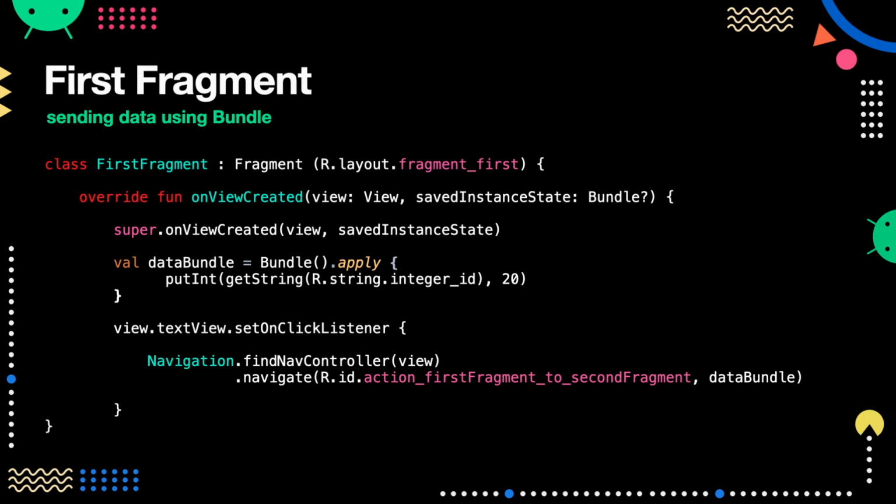So that it gets received there. And similarly, in the second fragment, we'll get the arguments the similar way we did without navigation components, like the getArguments function of the Fragment class. We can get that bundle and display the data.